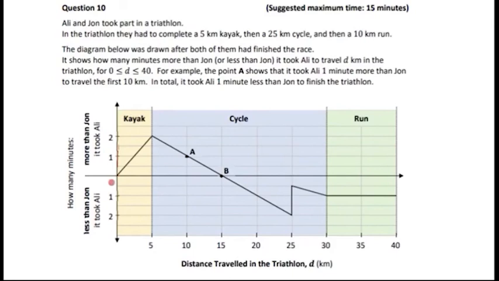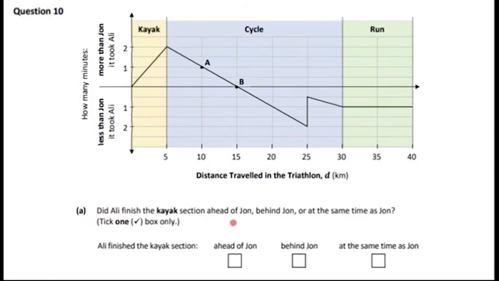So we're going to do all the different sections now in the question. So, did Ellie finish the kayak section ahead of John, behind John, or at the same time of John? So you can see here that he's 2 minutes after John, so it would be behind John. Okay, and that's the first part.